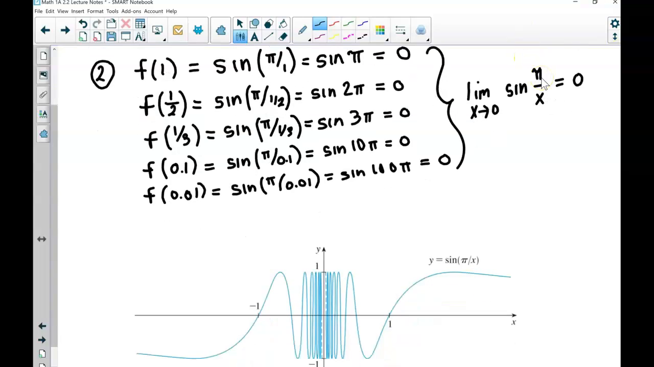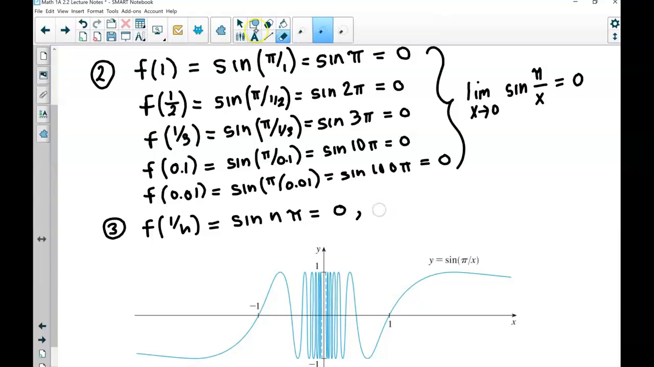although if we look at f of 1 over n, and we can call n whatever number that we want, that would equal the sine of whatever n is times pi, and regardless of whatever n is, it's still going to give us 0 for any integer n.